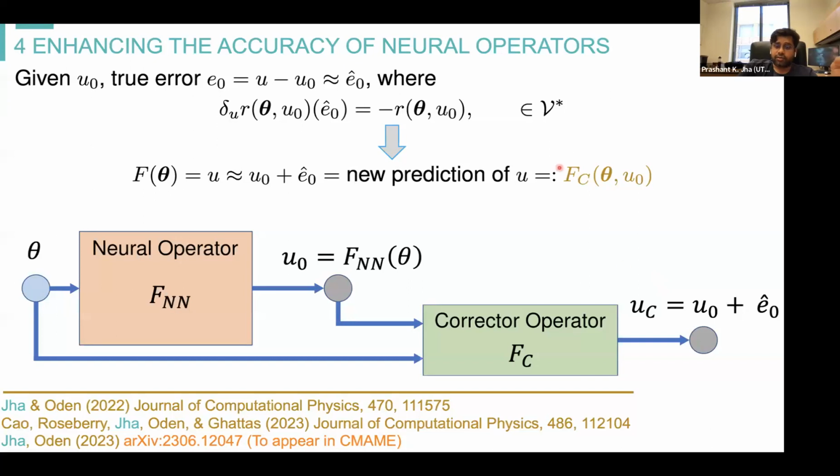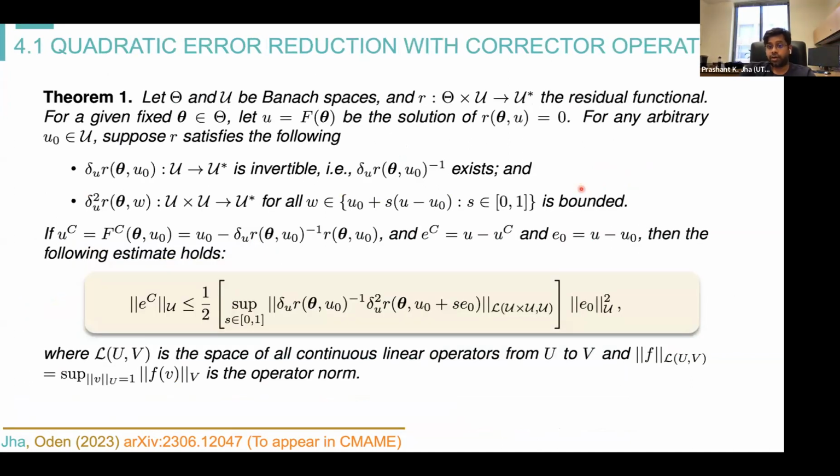Now, there are two things to note about this corrector operator. One is that it's nothing but a Newton step, if you really think about it that way. And why it is useful is because of this theorem. There are more advanced theorems based on the Newton-Kantorovich theorem, which I'm not citing here. But this is a simple theorem that you can very easily prove. It just involves a little bit of calculus. Let me go through the theorem and then you'll see why this corrector operator is nice and why we are interested in it.